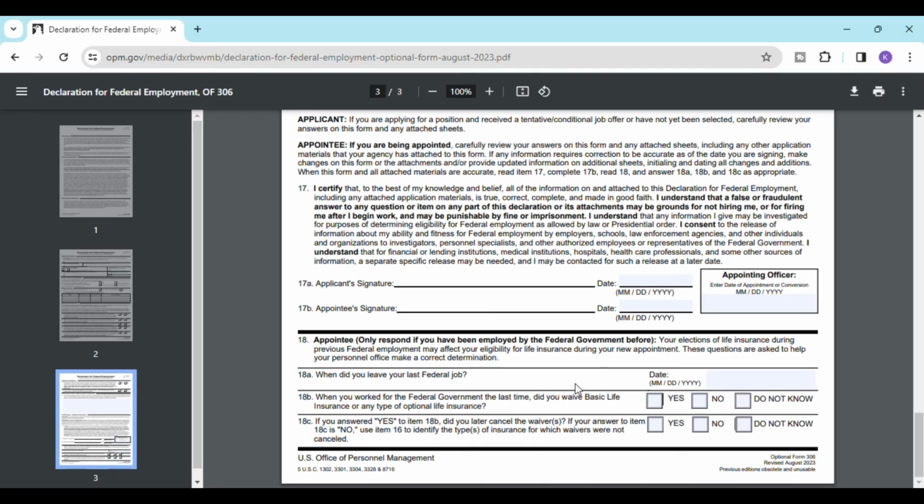And then the section at the bottom, most people can ignore. This is to explain if you've ever been a federal employee before, then you would have yes or no, the dates, and it has to do with life insurance. So did you waive life insurance? Yes, no, or you don't know? The reason why this is important is because if you waived life insurance in the past, there's the potential that you cannot get it reinstated on your new appointment unless you had a long enough break in service or you had a qualifying life event.